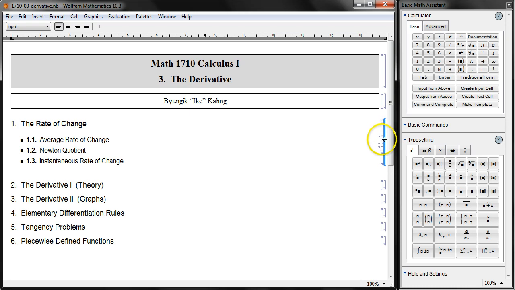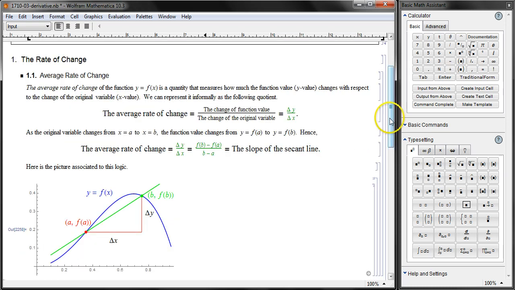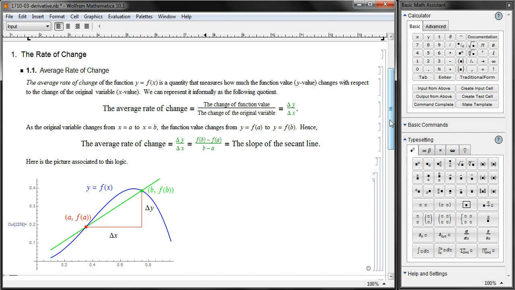Some preparation first. Let's discuss the rate of change, and that begins with the average rate of change. Let's begin with a certain function y equals f of x, which is represented as a blue curve in this picture. And we define the average rate of change as the change of the function value over the change of the original variable. In terms of graphs, the function value is the y-coordinate, and the original variable is the x-coordinate. So change of function value over change of original variable is the change of y-coordinate over change of x-coordinate, delta y over delta x, or rise over run.